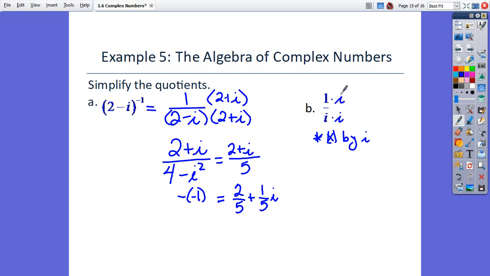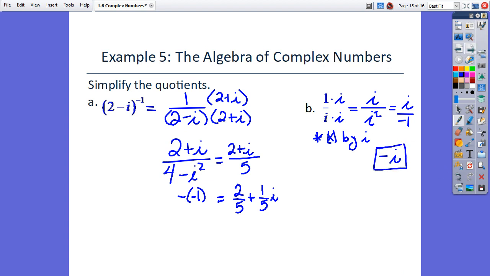And so we get i over i squared. And then i squared is negative 1. And so I wouldn't probably leave my answer like this. That looks a little weird. So we bring that negative up. And so the opposite of i is our final solution for that.